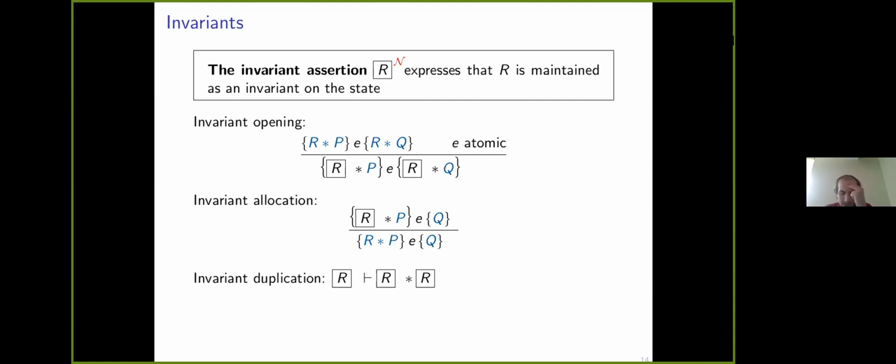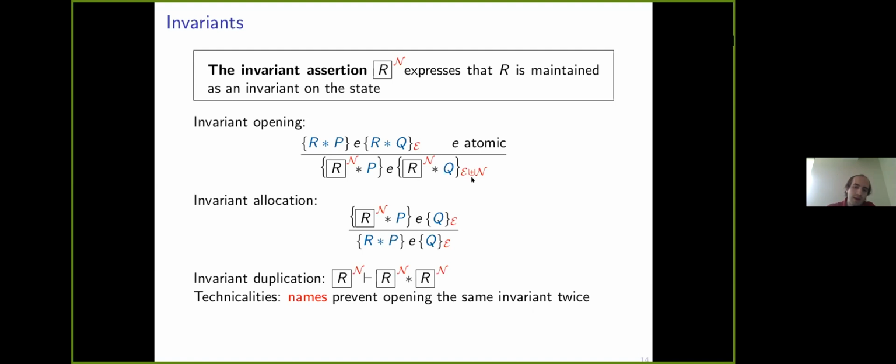Okay, so there are two technicalities that we're going to omit in this talk, but which do arise in the Coq implementation. The first is that we need to actually annotate invariants with names and also annotate Hoare triples with the names of invariants that are able to be opened. This is just a kind of bookkeeping to make sure that we don't try to open the same invariant twice.